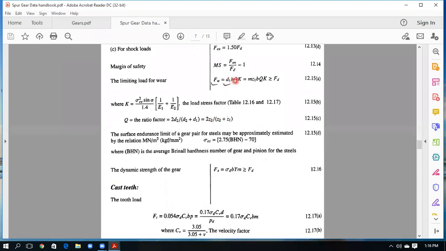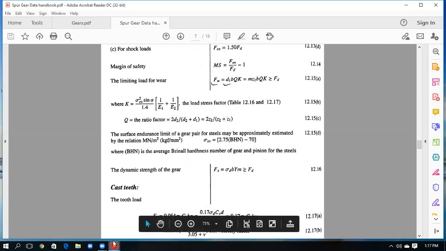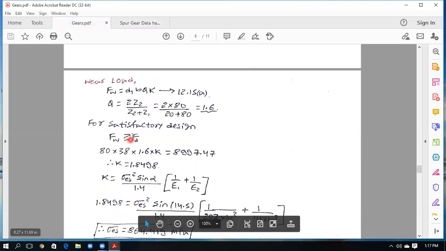Find out the value of Q and use the B value, that is the optimized face width, and D1. You have to substitute the value of D1 whether you are designing it for the gear or for the pinion; this will not change. It will be D1 only, the diameter of the pinion. You have to substitute that value only. I will take this formula and substitute that Q value, which I'm going to calculate.